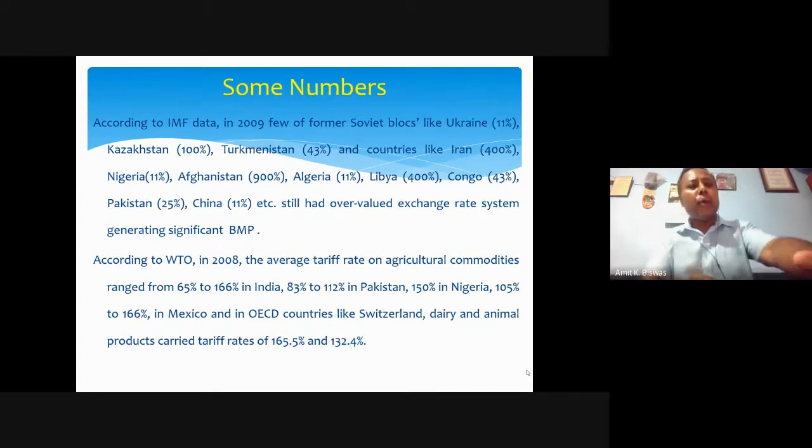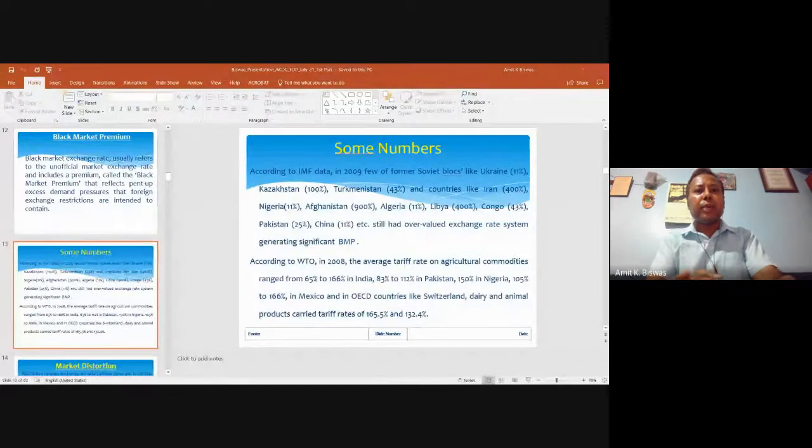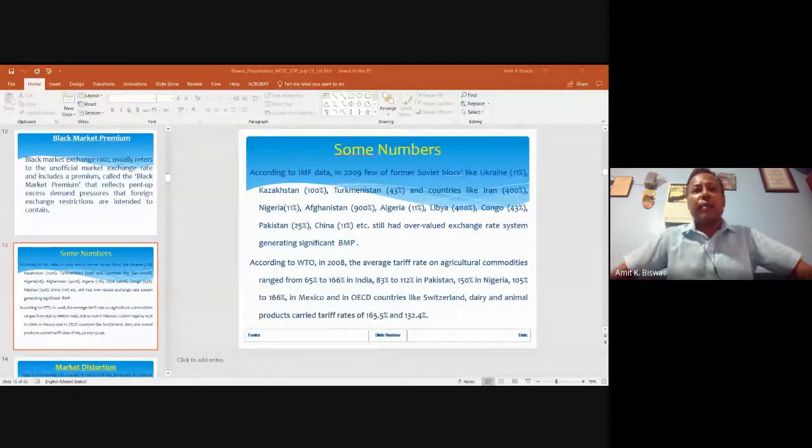Can you tell me why overvalued exchange rates are usually put in place? What are the reasons that overvalued exchange rates were being used, or rather practiced, even about 5 years ago? What could be the economic reasons for that?